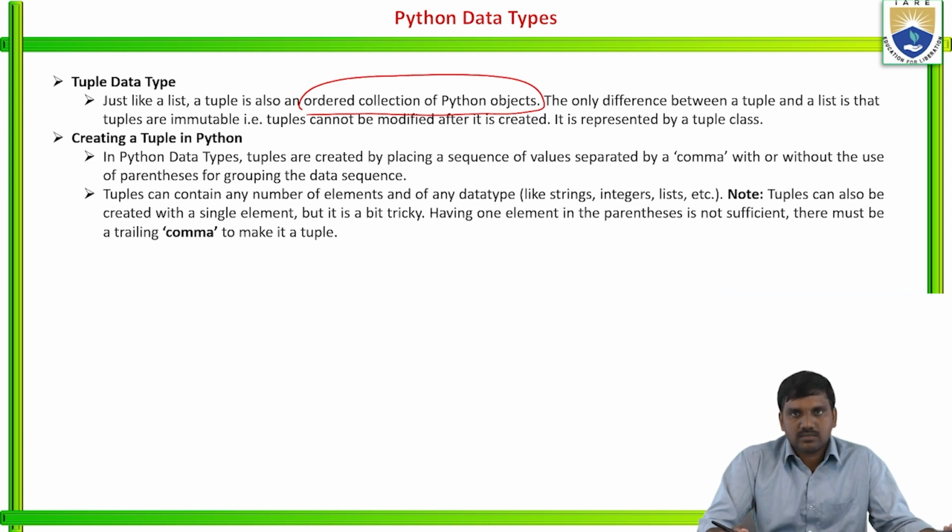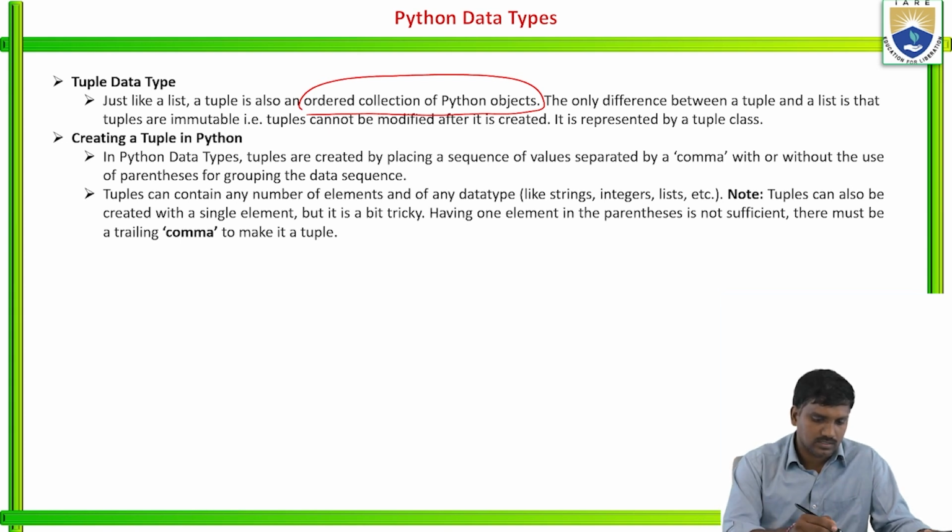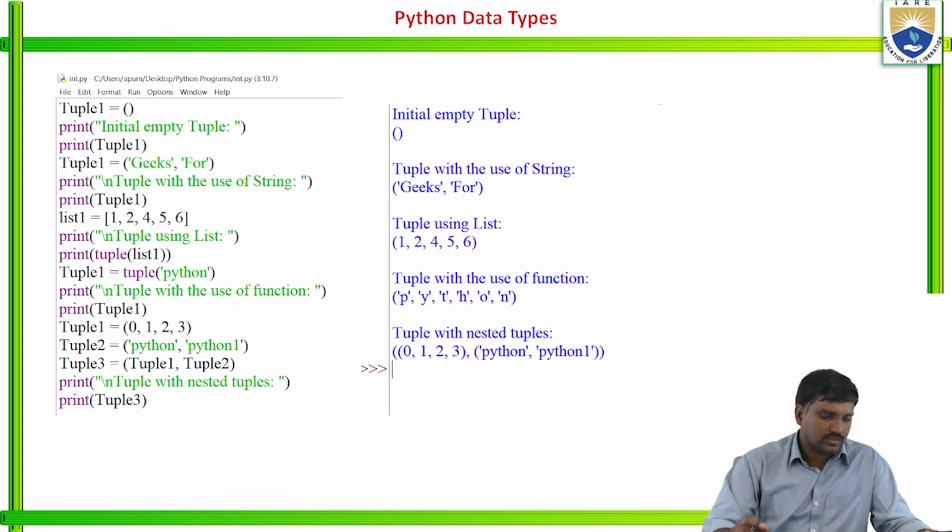That is the main limitation, or rather not a disadvantage, just a statement: tuples cannot be modified once created. It is represented by the tuple class. For creating a tuple in Python, we separate the values by commas. So this is an example program for creating a tuple.